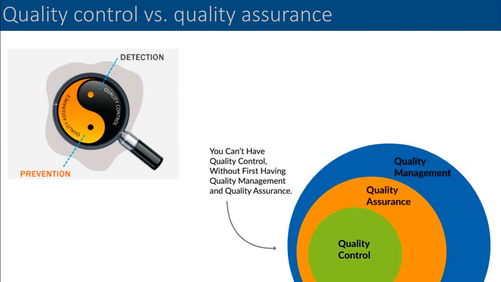Quality control. In this left side picture, you can see the orange color. Quality assurance is prevention. Quality control is detection. So I'm going to take an example like this.